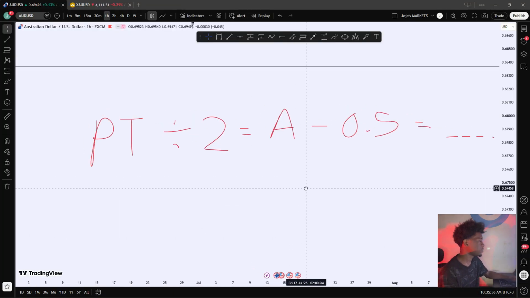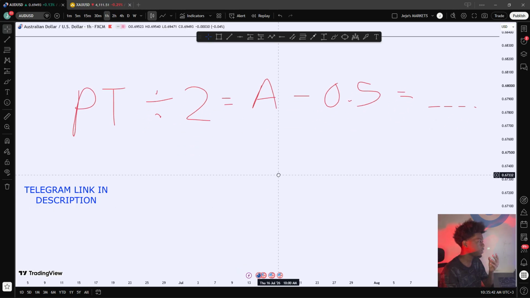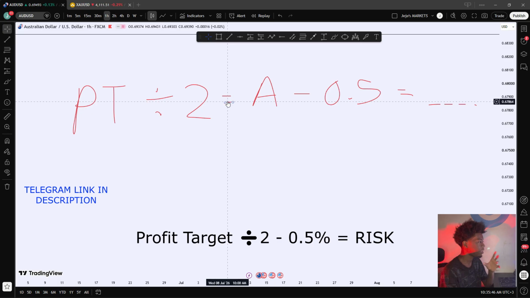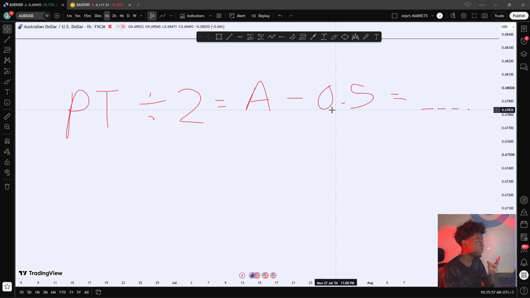Anyway, let's now get into how I love to risk while I'm trading a funded account. Here's how I calculate my risk. I get the profit target and I divide it by 2, and then the answer that I get, I subtract it by 0.5, and the answer that I get right here is what I risk. The reason I divide by 2 is because I usually go for 1 to 2 risk reward, and the 0.5 is just to be safe, not to risk too much.